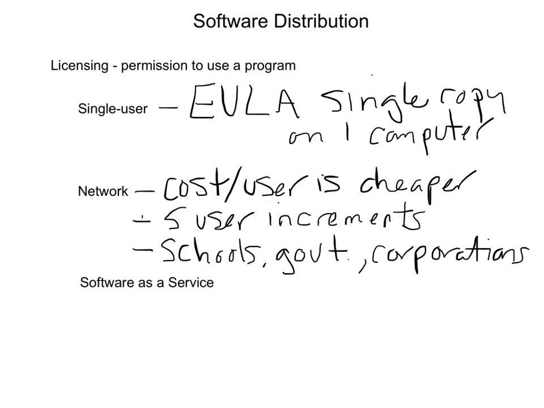All right, so the last method of distributing software is software as a service. A lot of times, if you were looking it up online, it would be called SaaS. Software as a service means that you don't have to install anything on your computer. It's a web application, so it's an internet option for using your software.